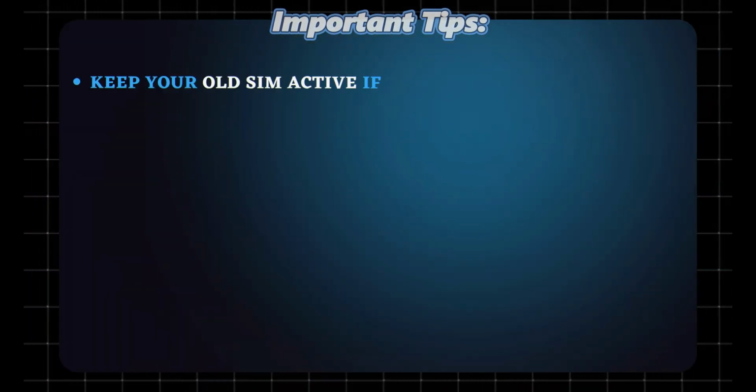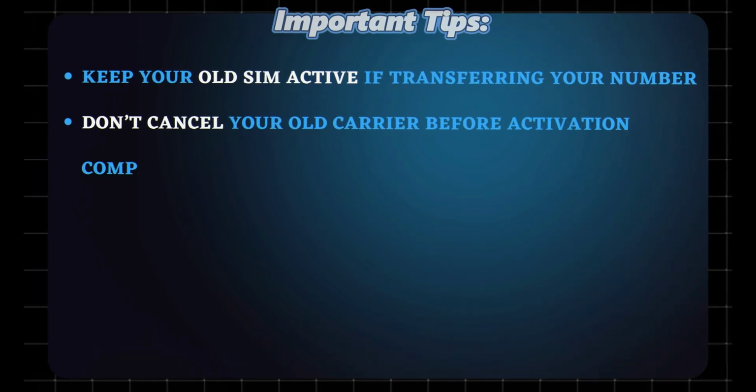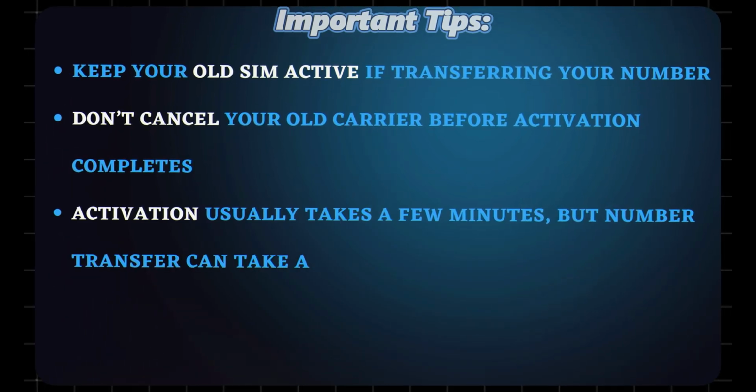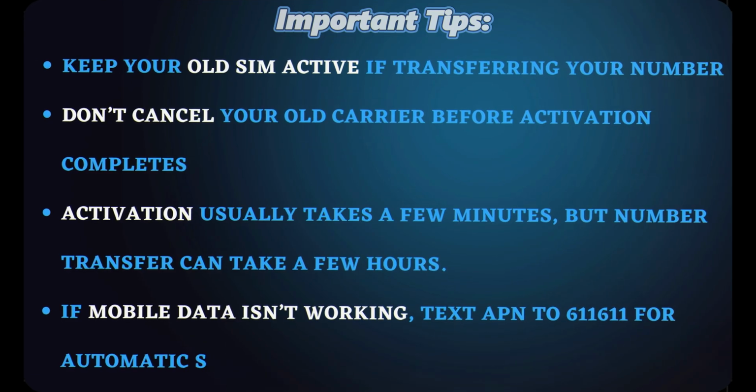Important tips. Keep your old SIM active if transferring your number. Don't cancel your old carrier before activation completes. Activation usually takes a few minutes, but number transfer can take a few hours. If mobile data isn't working, text APN to 611-611 for automatic setup.